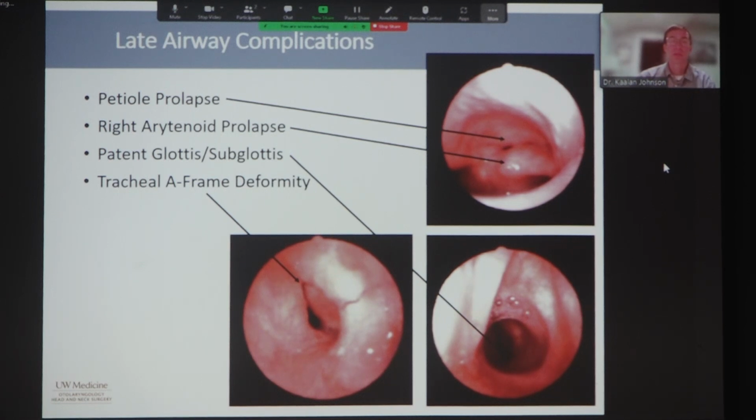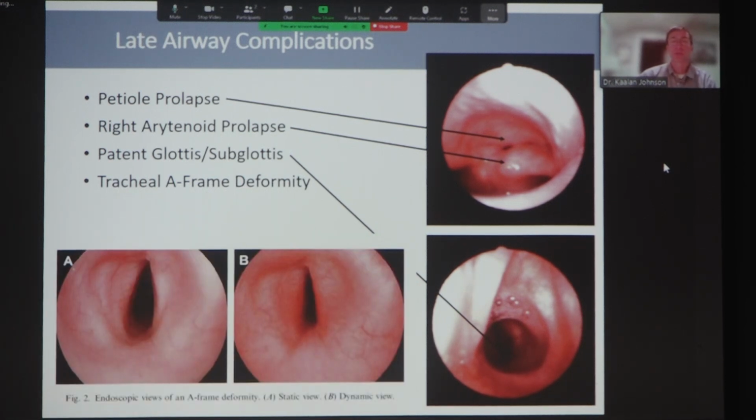So this is the picture of his endoscopy, and this is just another picture from a textbook about the dynamic nature of the tracheal A-frame deformity, which you saw on our first CTR patient as well. This can be very dynamic at the trach site.